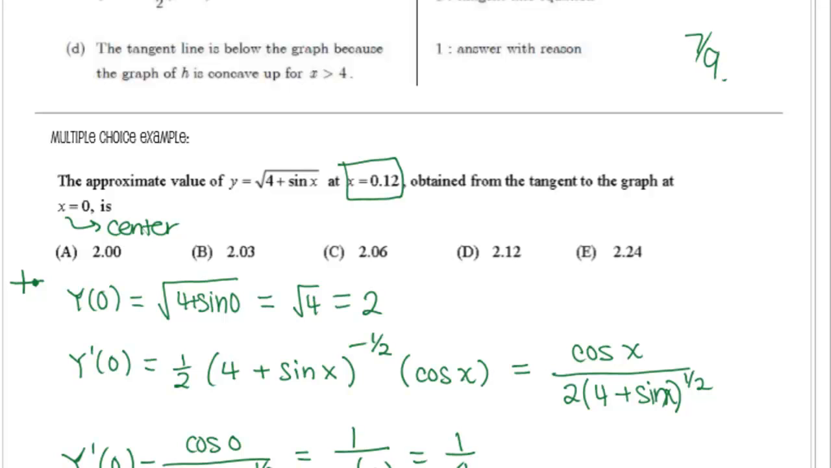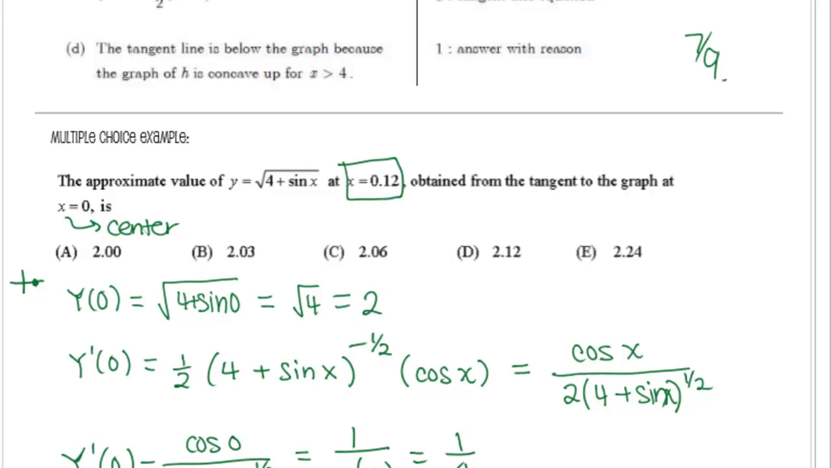So the tangent line, y minus the y of the point, is equal to 1/4 times x minus 0. Because this is a multiple choice, no one's going to look at my work, I can leave my linearization as a tangent line, and then all I need to do is approximate the value. So y minus 2 is equal to 1/4 times the x value, which is 0.12, minus 0.